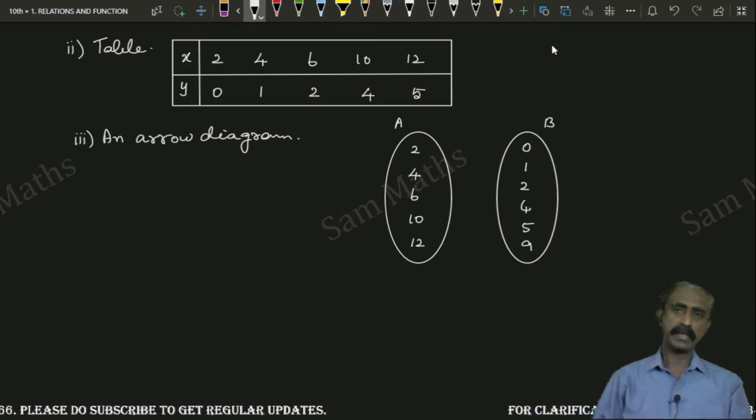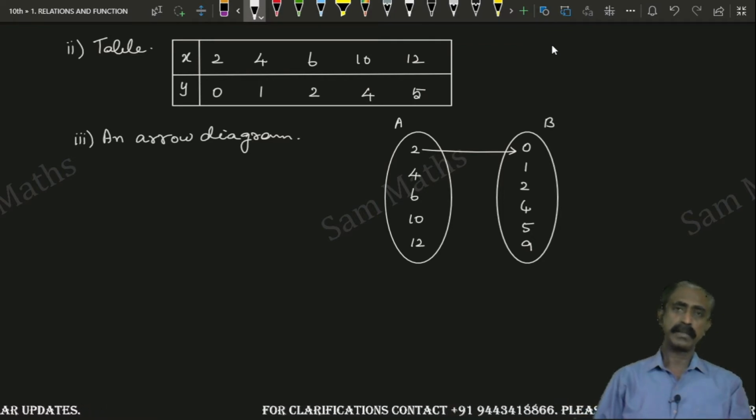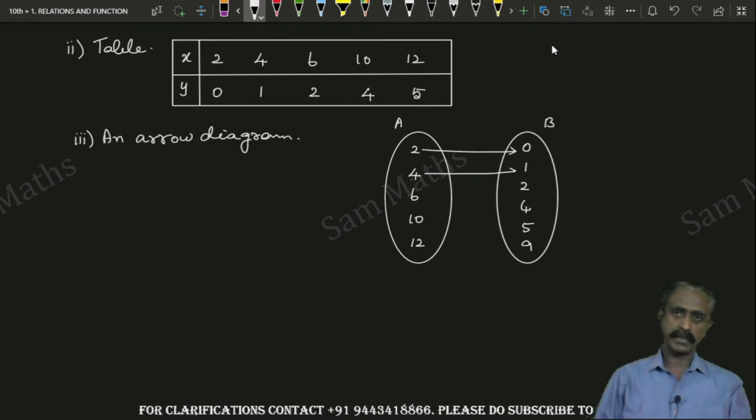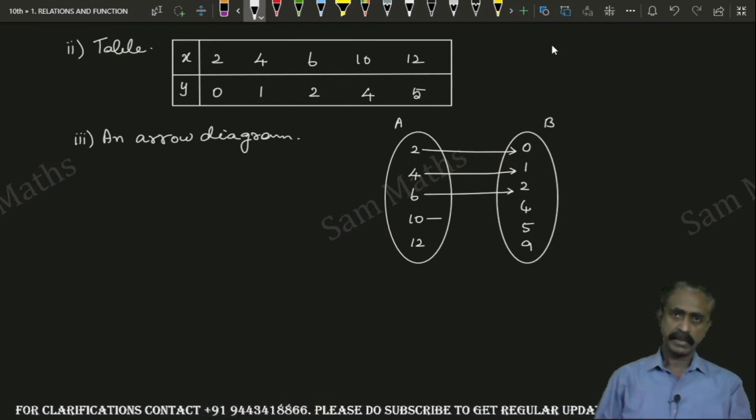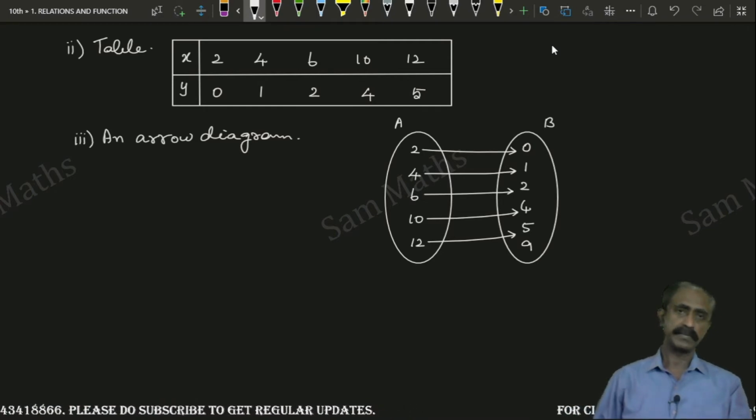Now it's very clear that for 2 the image is 0. Just mark that with an arrow. Then for 4 the image is 1. For 6 the image is 2. For 10 it's 4. Next for 12 it's 5. Here 9 is left out.